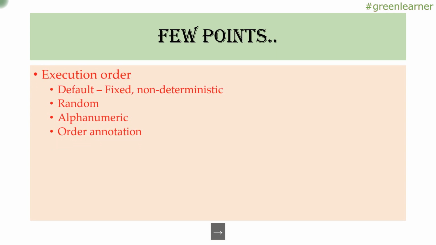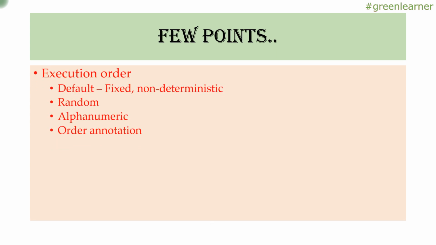So first of all, execution order. When in a single class you have many test cases, right? You have written the @Test annotation, you have different test methods. When you are executing those from the class, they are executed by default using some fixed, non-deterministic order, and many times when you execute those test cases, they will be in the same order, right?